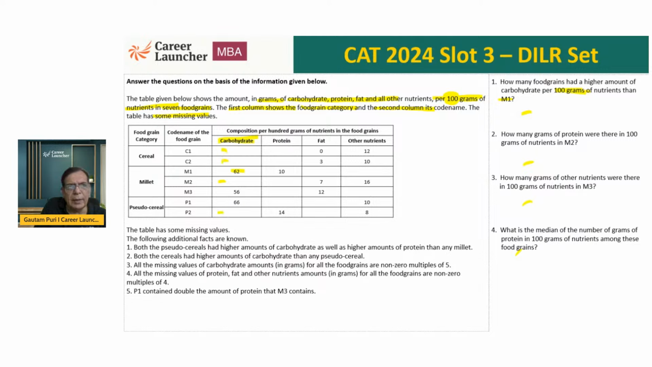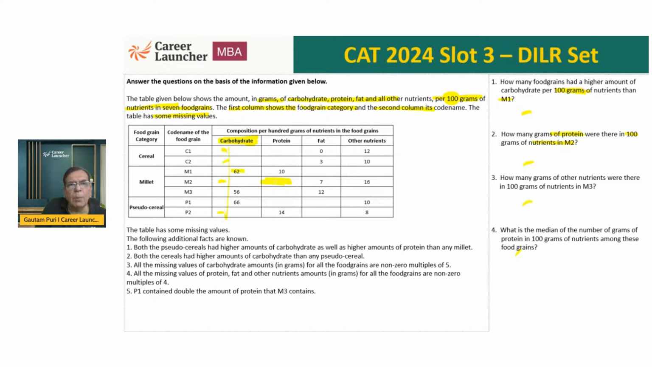What do we need to do? We need to find the value of the remaining ones. So as far as carbohydrate is concerned, I'll need all these values, right? Question 2. How many grams of protein were there in 100 grams of M2? 100 grams of M2, we need this value. Okay. So as far as question 1 was concerned, we need this.